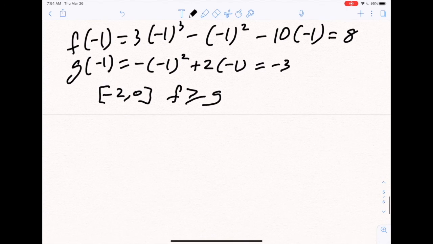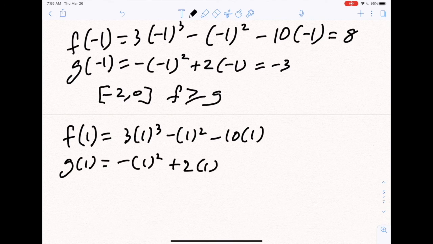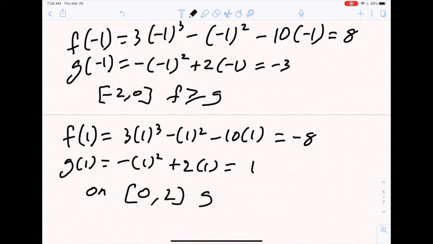And so now we have to pick a number between 0 and positive 2. I'll pick positive 1. So f of 1 is 3 times 1 cubed minus 1 squared minus 10 times positive 1. And g of 1 is minus 1 squared plus 2 times 1. And these work out to give us f of 1 is minus 8, and g of 1 is 1. And so on the interval from 0 to 2, we have g is bigger than or equal to f.